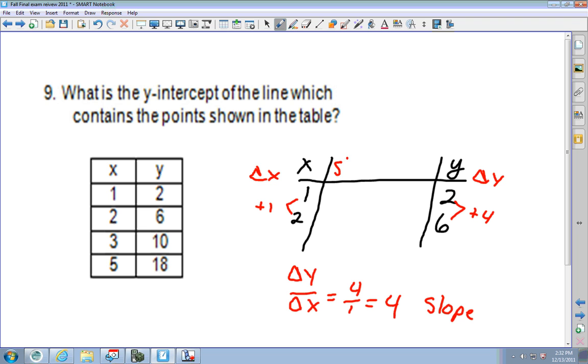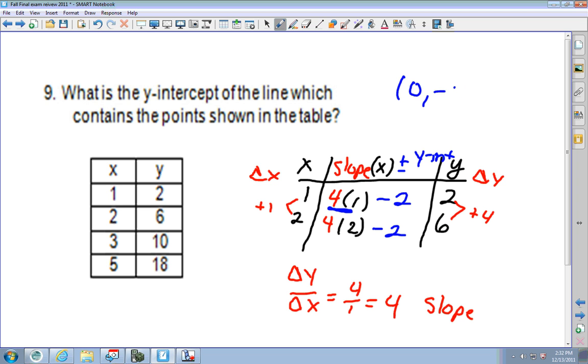So you're going to put your slope in your table first, which is 4. Then you're going to put your variable, put your x, and I have 1. In this case I have 2. All right, so now what you're going to do, you're going to multiply these two together. 4 times 1 is 4. What do you need to add or subtract to 4 to get to 2? -2. Well, look here. 4 times 2 is 8. 8 minus 2 is 6. This is my y-intercept. So my y-intercept is (0, -2).